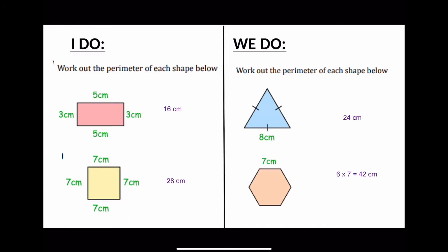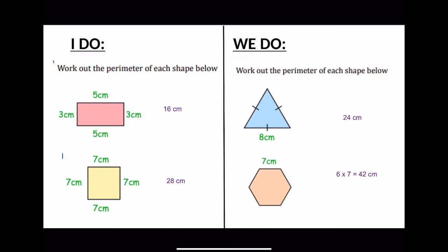Then for the square underneath, the yellow square, we've got 7, add 7, add 7, add 7. Now, of course, because that's a regular shape, a regular polygon, we could say 4 times 7, but do be careful. It's not centimetres times centimetres. We're adding, so we have a unit of measure of centimetres.